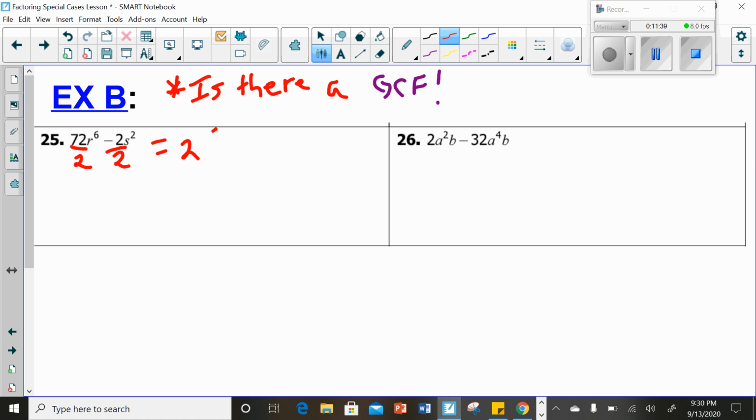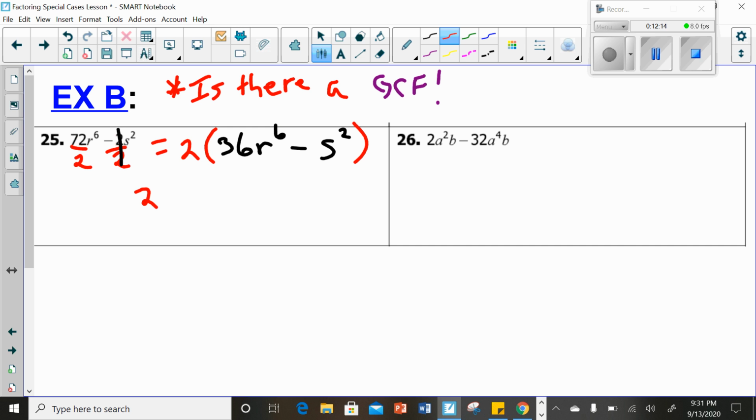and we get 2 times. 72 divided by 2 is 36, and then we have the R to the 6th, minus the 2's here cancel, and so we're left with s squared. And then you have to look inside the parentheses and see, can I factor this? The only binomial you can factor, besides taking out a GCF, is the difference of 2 squares. So we have the difference. This is a perfect square. 36 is a perfect square, and so is s squared. So that means this factors into that plus minus pattern.